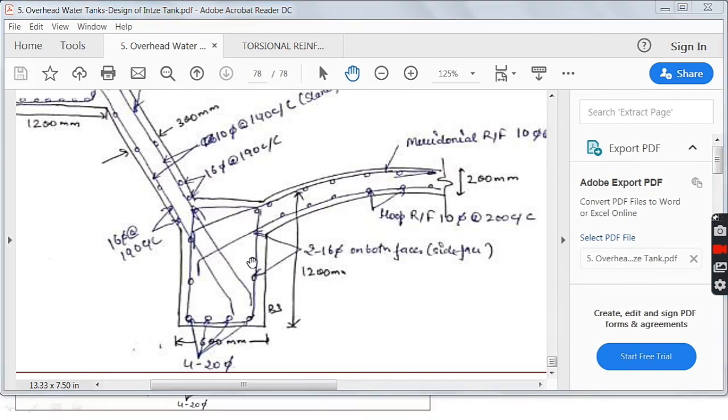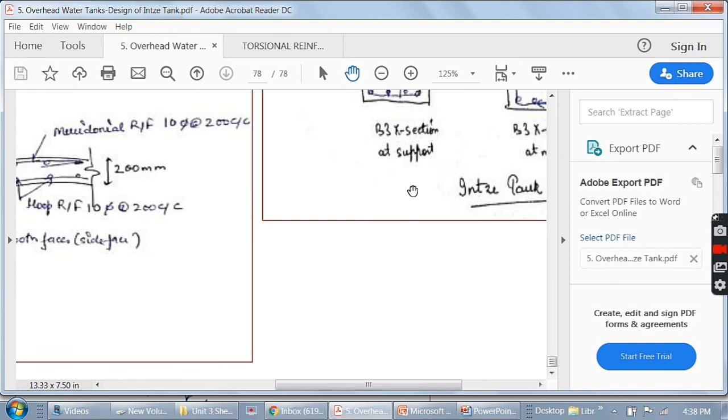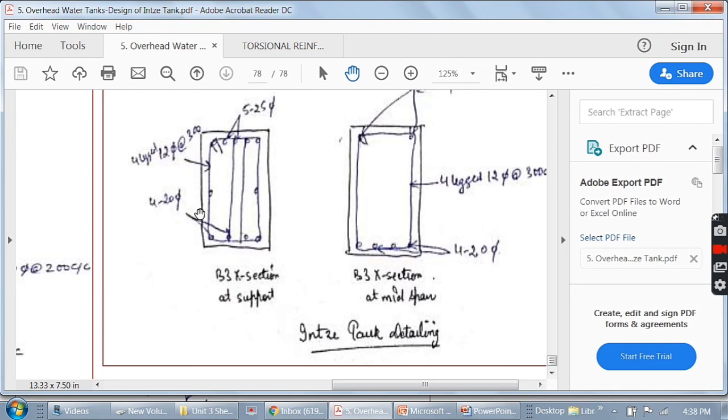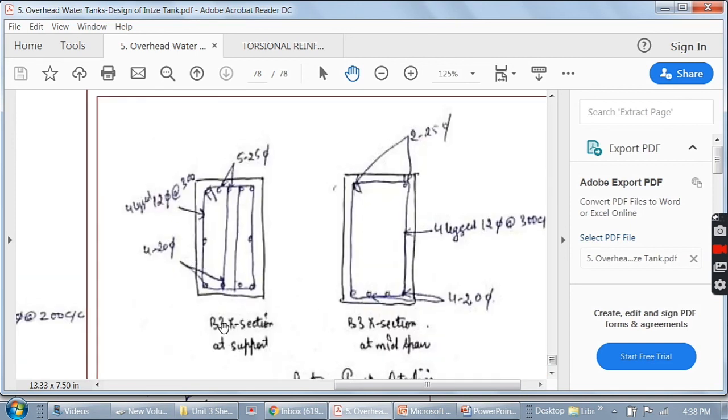Then we had provided the shear reinforcement also in the circular beam. So I have made here cross section of circular beam at support and at midspan, so that you have better understanding. So circular beam cross section at support will have 5 number bars at top, because the negative moment are maximum at the top region near the support, and 4 at the bottom. Apart from them we have 2 side face reinforcement, and then we have 4 legged 12 mm dia stirrups at 300 mm center to center.